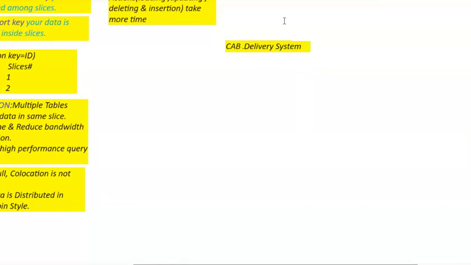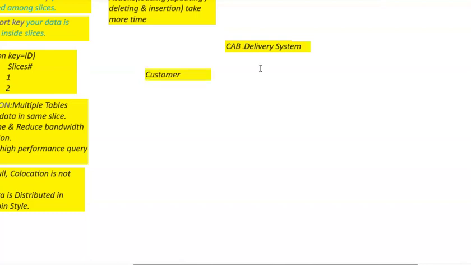Let's take an example of a cab delivery system. So in this cab delivery system, what happens? Basically, a customer opens any cab app, for example Ola or Rapido. What does the customer do? He will place an order, right? So we have customer data, and we need to maintain it.